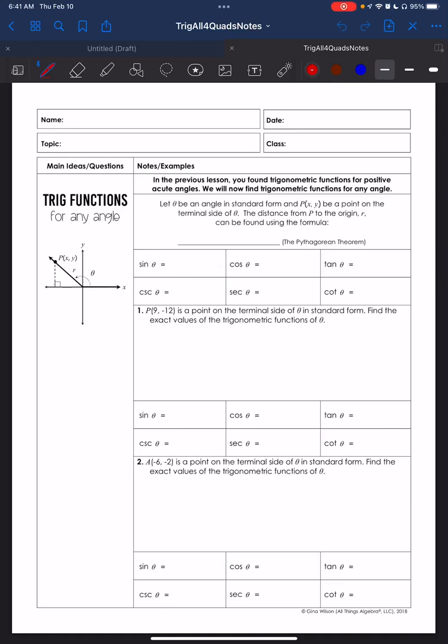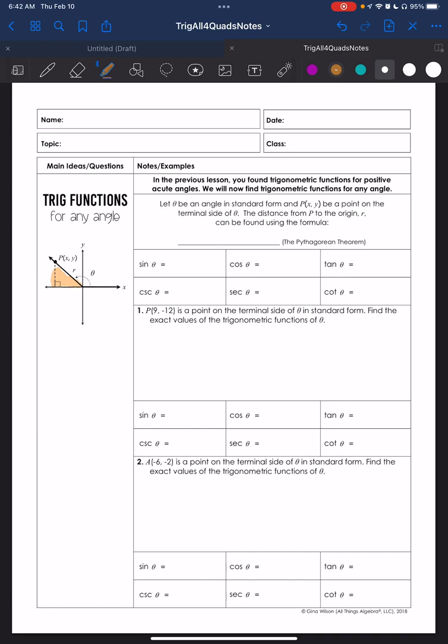We've looked so far at trig functions of angles where all the sides are positive, where you're really in the first quadrant. Today we're going to extend that to looking at trig functions of angles that are anywhere in the coordinate plane. And it turns out you can do that just by looking at the angle that your angle makes with the x-axis.